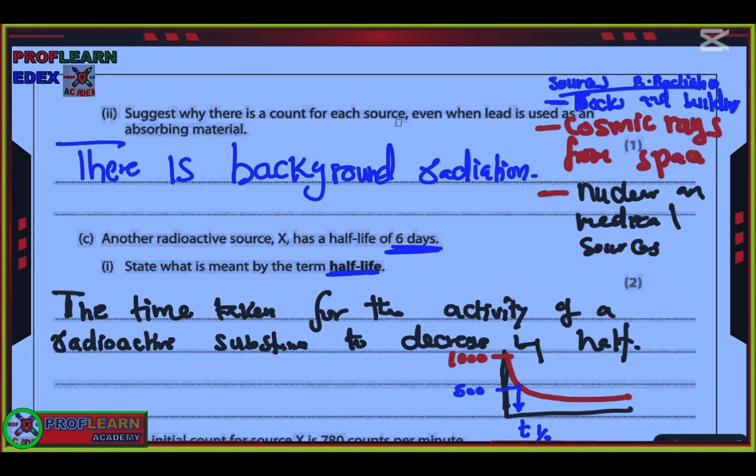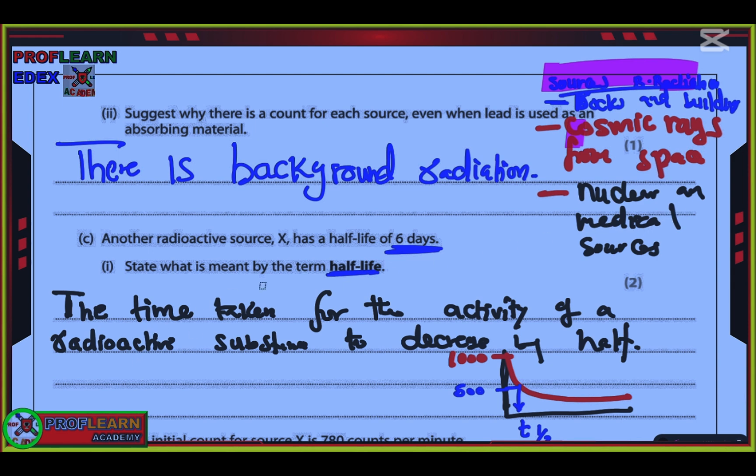Something that you need also to remember is sources of background radiation, and in this case we shall talk about sources like cosmic rays from space, nuclear and medical activities can act as sources.